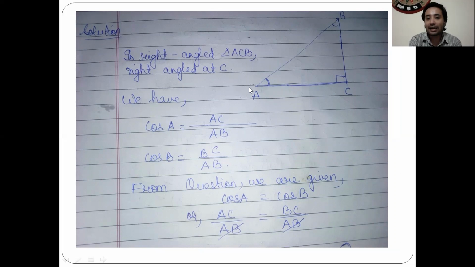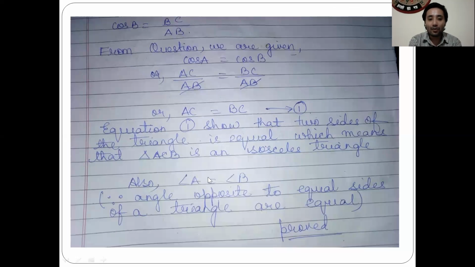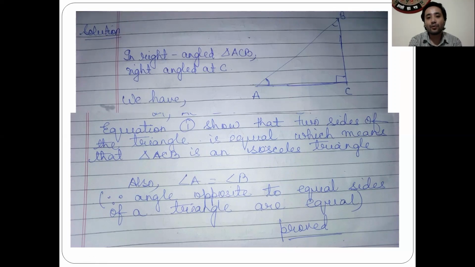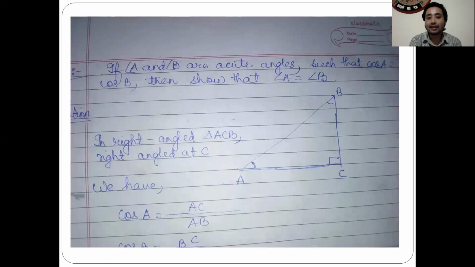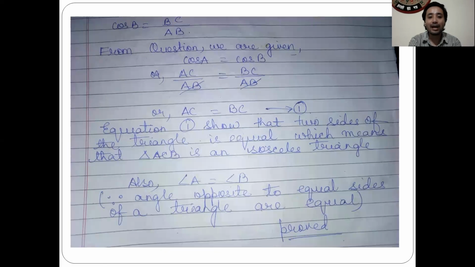And which are the angles opposite to AC and BC? The angle opposite to AC is angle B, and the angle opposite to BC is angle A. So I can say even angle A is equal to angle B. If two sides are equal, then the angles opposite to equal sides of the triangle are also equal. Similarly, if two angles are equal, then the sides opposite to the equal angles of a triangle are also equal. So hence we were asked to prove that angle A is equal to angle B, and we have derived finally that angle A is equal to angle B.